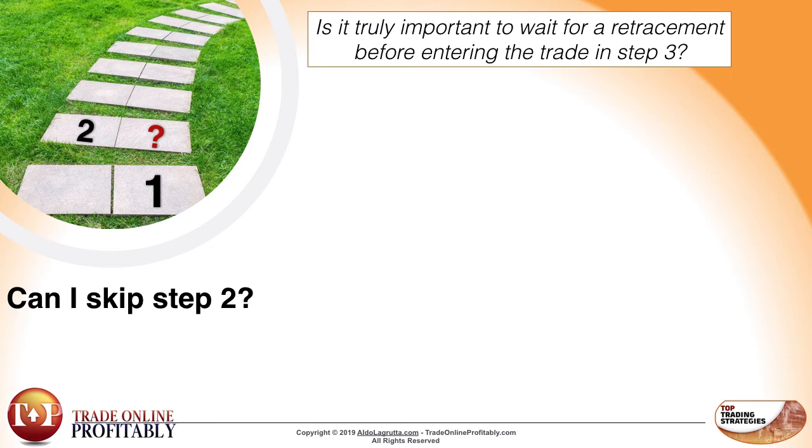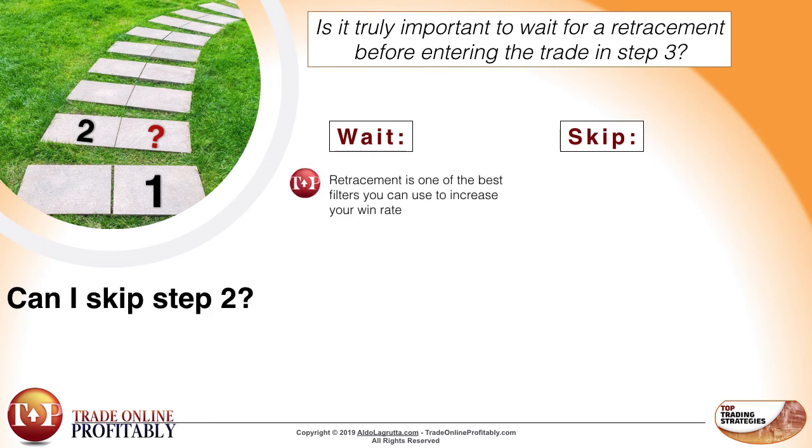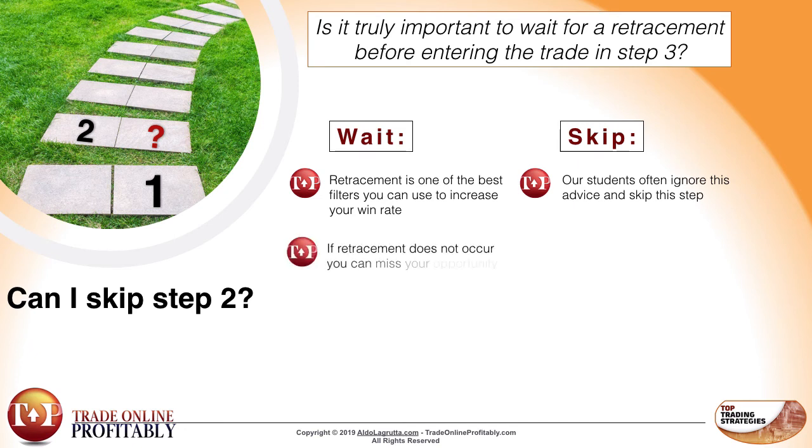According to the DFTS instructions, before you enter a trade long, you must wait for prices to retrace, and then wait for top to give you a new buy signal. You may remember I mentioned that that is one of the best filters you can use to increase your win rates. At the same time, we have seen that this step is one of the most frequently ignored by our students. The reason is that if the trend is really strong, you can miss your opportunity because a retracement may not occur. That, unfortunately, is true and does happen.